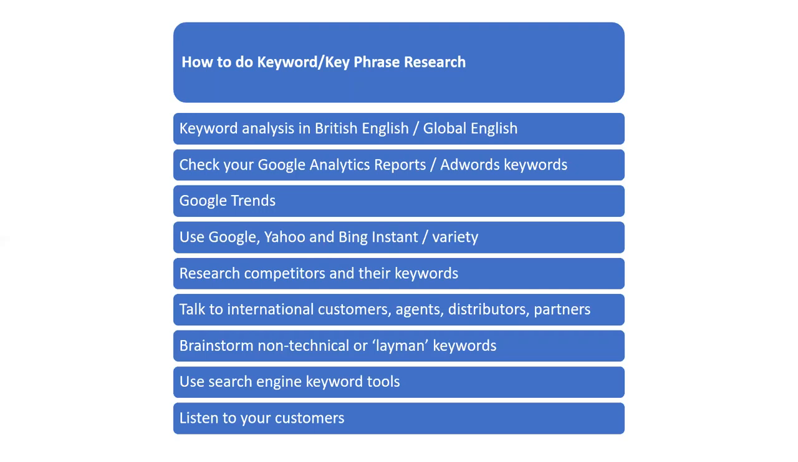You can do a search on Google Trends. You can also look at the search engines themselves, Google, Yahoo, Bing, and have a look at your competitors in all those marketplaces. You can research those competitors and see what keywords they're using. There are actually tools out there for researching competitor keywords, most of them paid, but there are a few free tools. You could talk to your international customers if you have them, or agents or distributors or partners, or people that you know have expertise in those markets, to get an understanding from them as to what the keywords and key phrases might be.